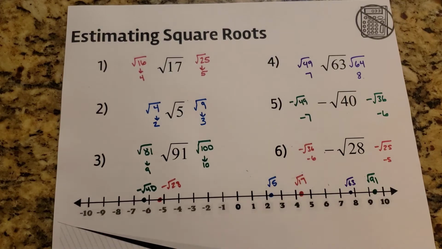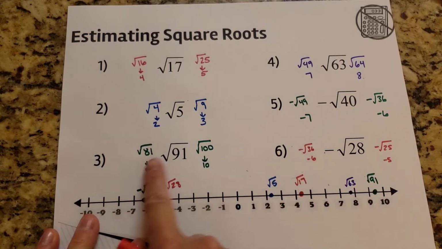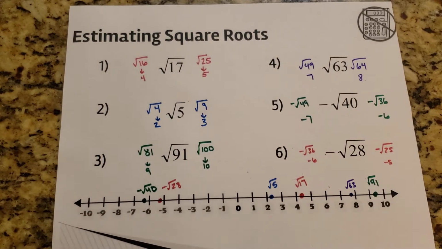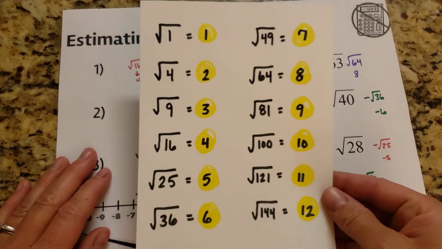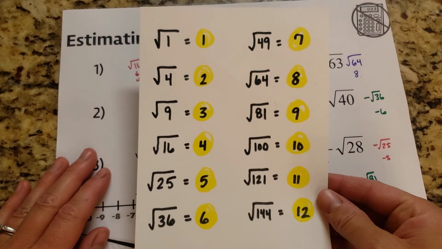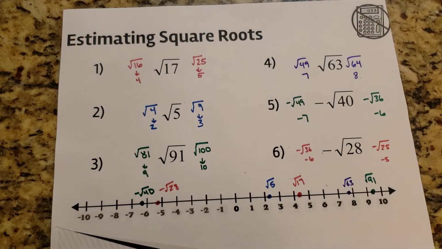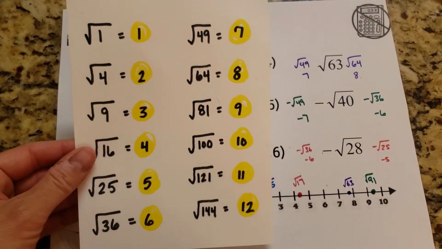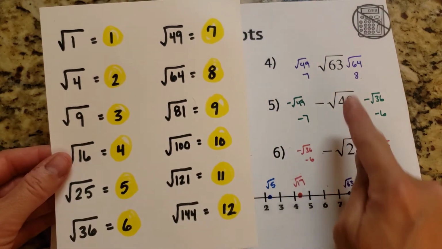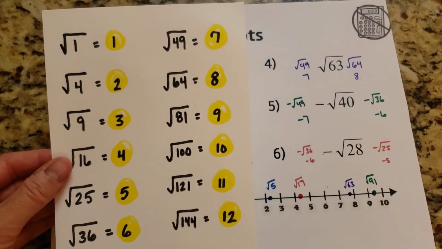So wow, looks like a lot of work, a lot of writing all over the place. Once you get really good at it, you may not need to write down everything that I just did on both sides, but really having this list memorized, or at least handy, is very, very helpful, okay? So we're using the rational square roots in order to help us estimate or approximate the irrational square roots.